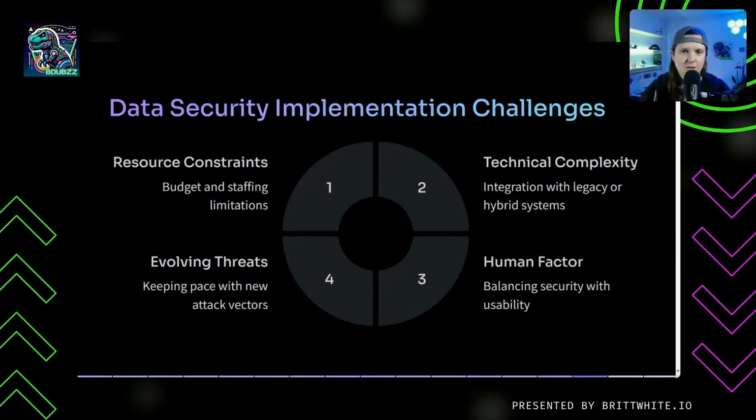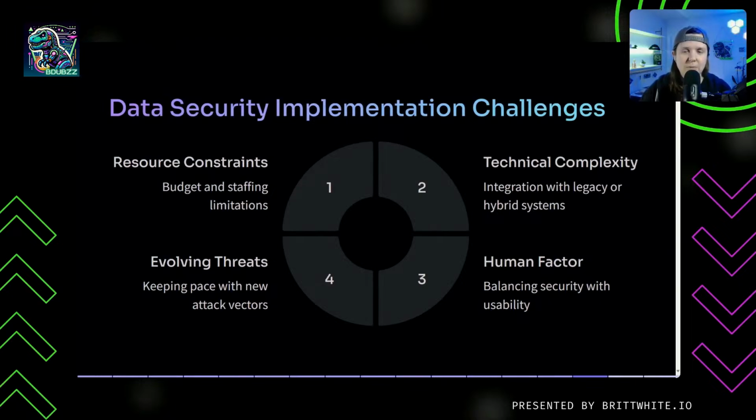So, how do we handle all of this? Well, it requires a balanced approach. Here's what successful organizations might do. They start by focusing on their most critical assets. You can't protect everything equally, so protect what matters most first.